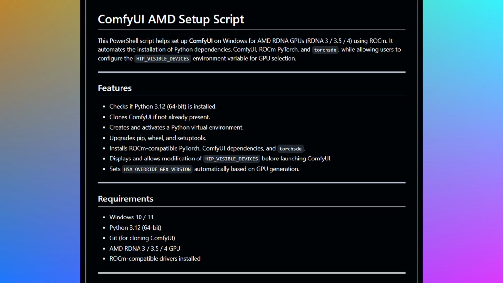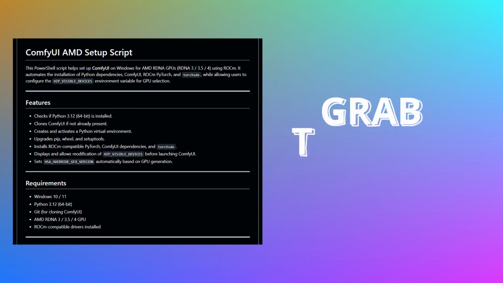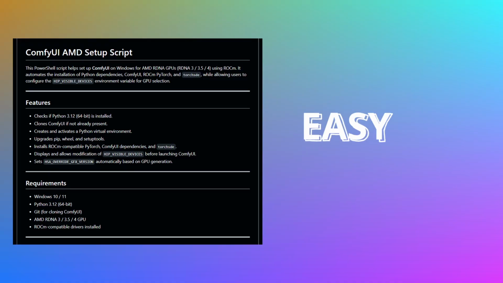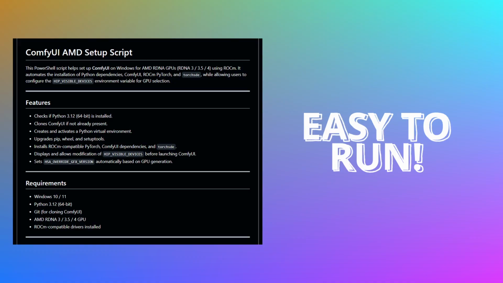It checks your Python installation, downloads ComfyUI if you don't have it, creates a virtual environment, installs the correct ROCm PyTorch version for your GPU, installs all the dependencies, and even configures your GPU settings. You can grab the script from the GitHub link in the description or copy it directly. Once you have it, just run it in PowerShell using administrator.